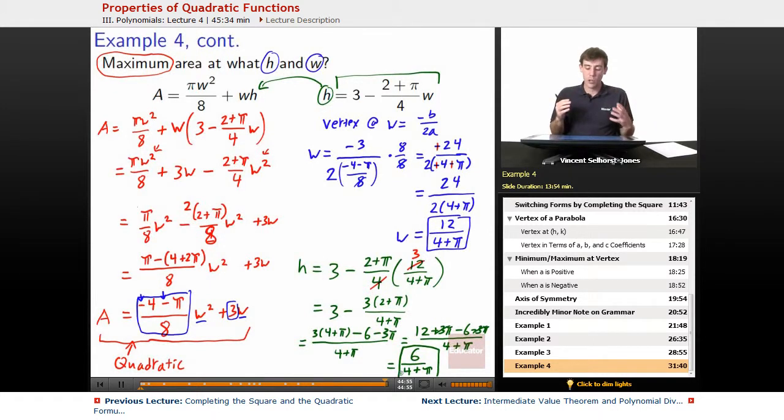So the maximum area will occur when our width is 12 over 4 plus pi and our h is 6 over 4 plus pi. They'll both be in units of meters because meters is what we started with for our perimeter. All right, hope you've got a sense of how quadratics work, what their shape is, and this idea of the vertex, and that being where maximum and minimum are located. And remember, the horizontal location for maximum or minimum, the horizontal location for the vertex, is going to occur at negative b over 2a when we've got it in that standard form of ax squared plus bx plus c. As long as you remember negative b over 2a, you can just plug it in anytime that you need to find the vertical location for that vertex.